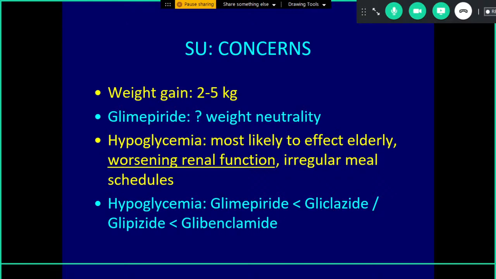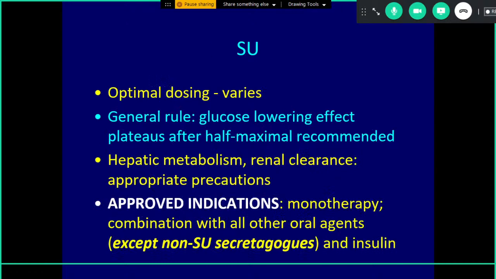Hypoglycemia is again a concern, which is most likely to affect the elderly, those with worsening renal function, and those with irregular meal schedules. So if I'm a surgeon, I take my sulfonylurea in the morning, have my breakfast in time, but I cannot have my lunch in time because I'm scrubbed up, I'm likely to go into hypoglycemia. As mentioned, glibenclamide is the one most likely to cause hypo, glipizide less, and the others even less. Glimepiride appears to be the most weight neutral of these agents, right?